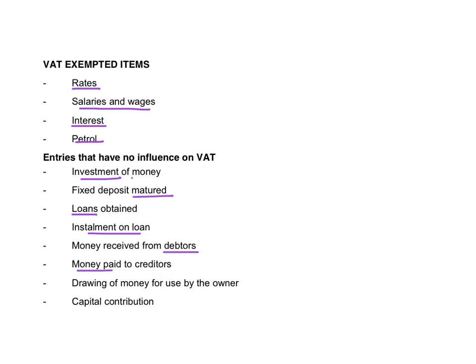If discount is allowed or received from creditors, it means that on the discount amount there will be a VAT effect. Drawing of money for use by the owner: if he takes his own money out of the business, it is not taxable. But if he takes goods out of the business, he has to pay VAT. And on capital contribution that he donates to the business, no VAT.